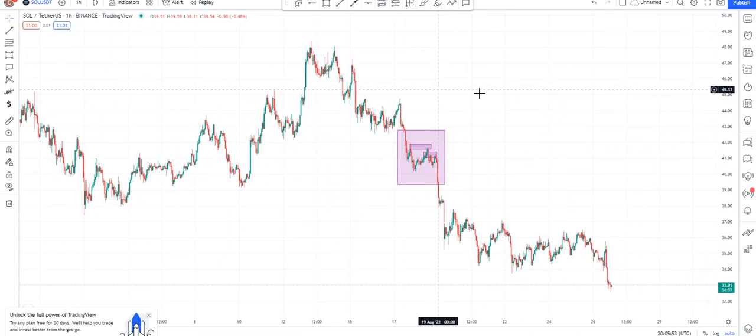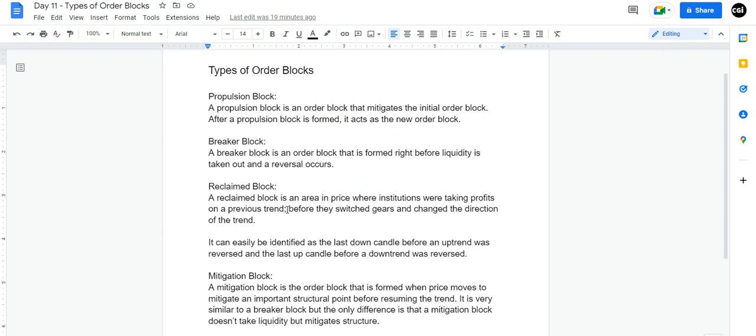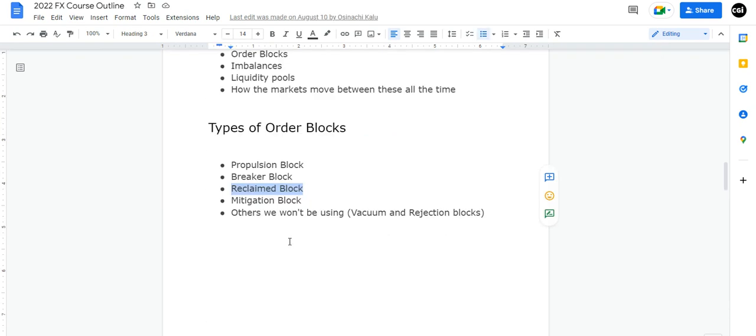I will not assume that everybody understands it, but I would assume that everybody will go back to study all these things on their charts. So yes, that's basically it. And then let me squeeze in the last one. We've already reached the end of today's class, but let me just talk about vacuum and rejection blocks before we end this teaching.